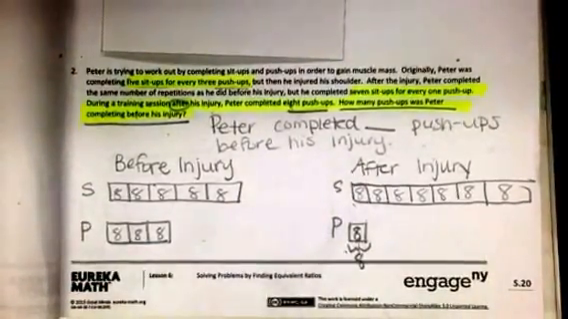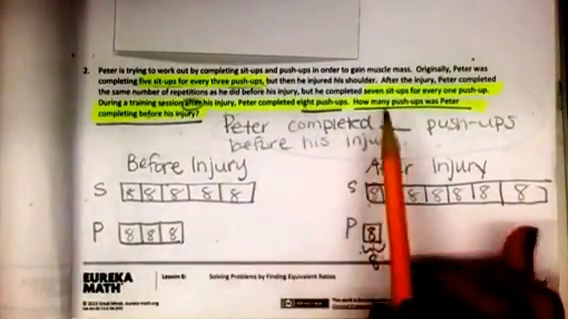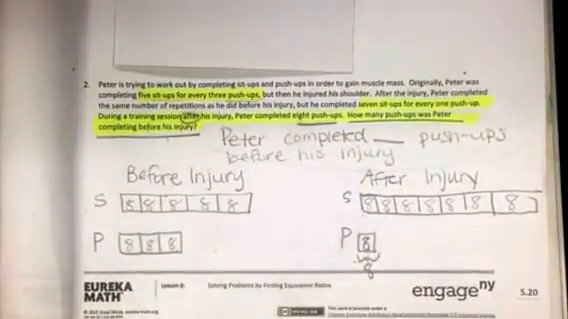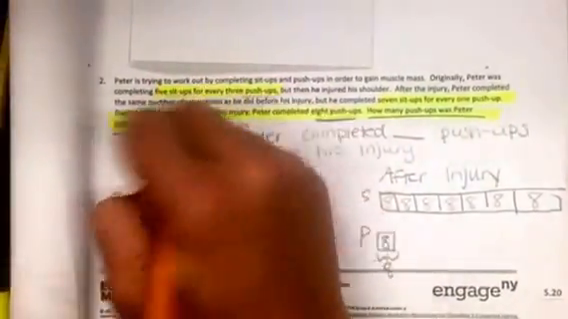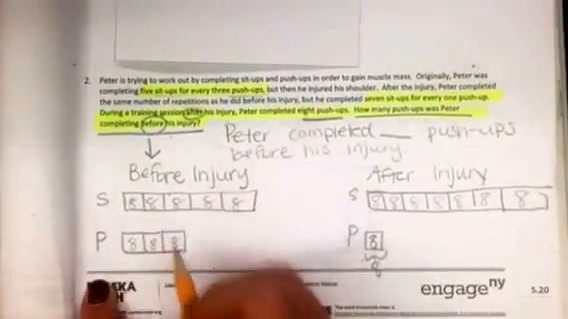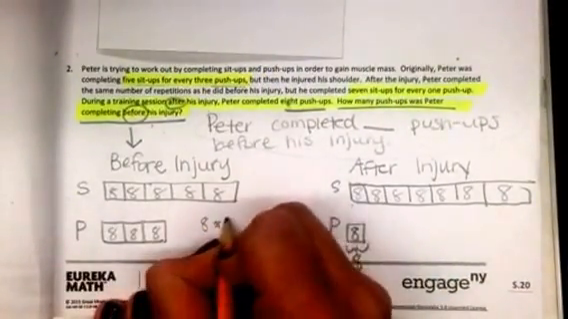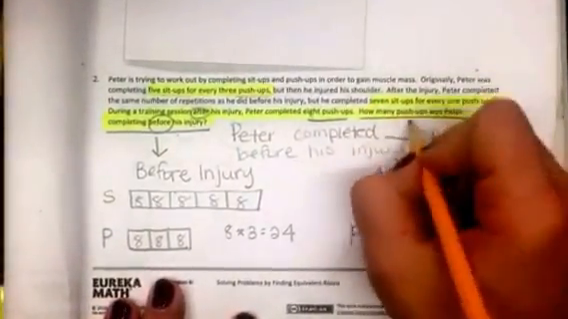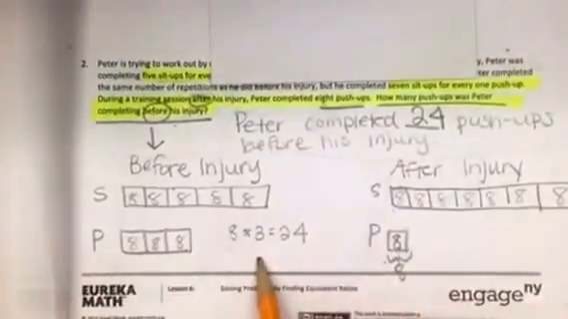However, I need to go back to the original question. That's where I have my number sentence going on here. It wants to know how many push-ups was Peter completing before his injury. So I'm going to go to where it says before the injury, and it wants to know push-ups. So I'm only going to focus on the number of push-ups he's doing, and that is 8 times 3, which is 24. I can revisit my number sentence and say that Peter completed 24 push-ups before his injury, making my number sentence complete. And I have my math here.